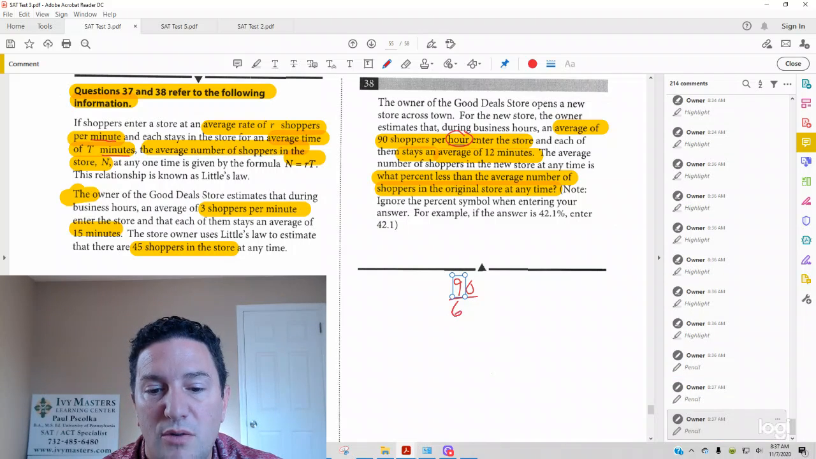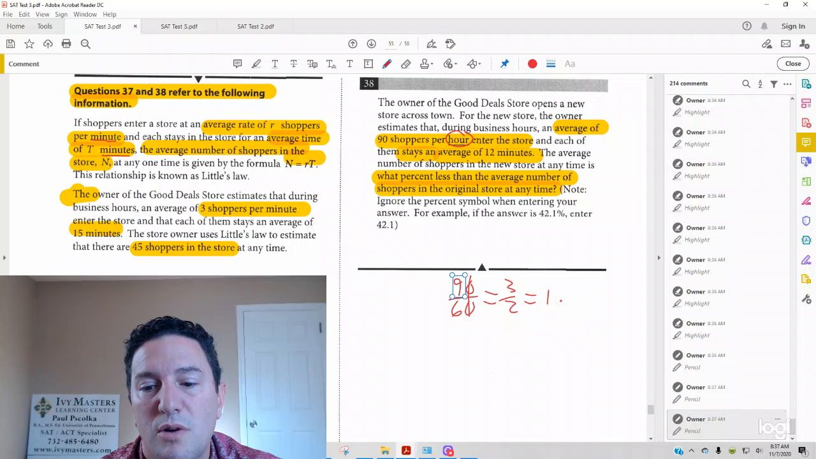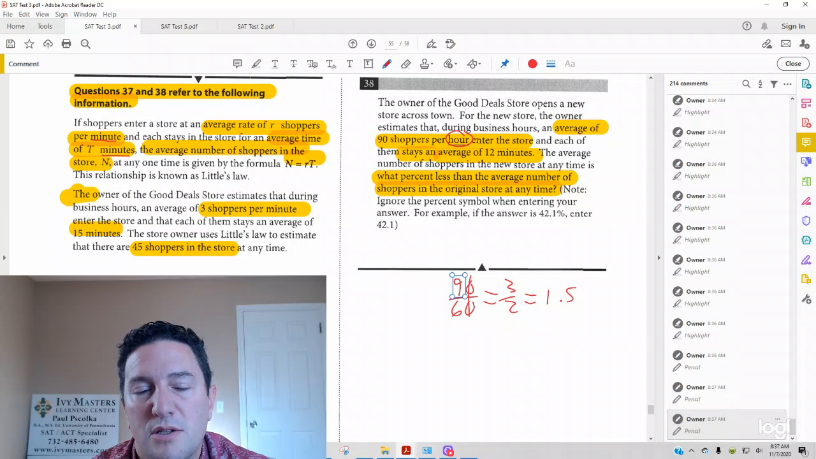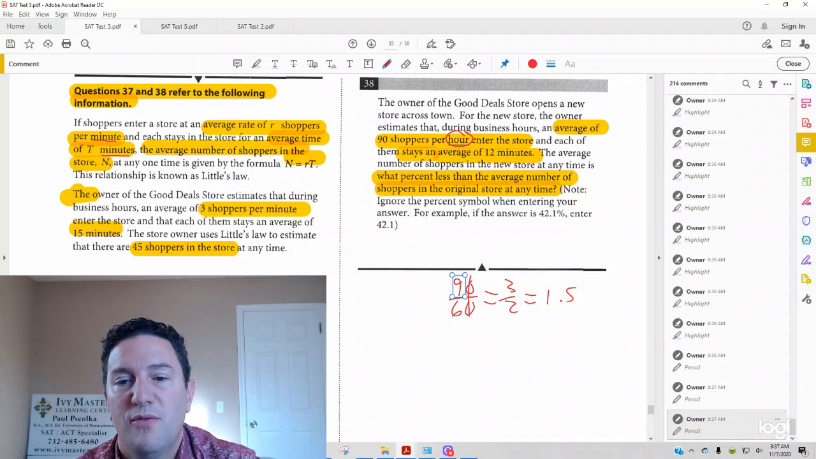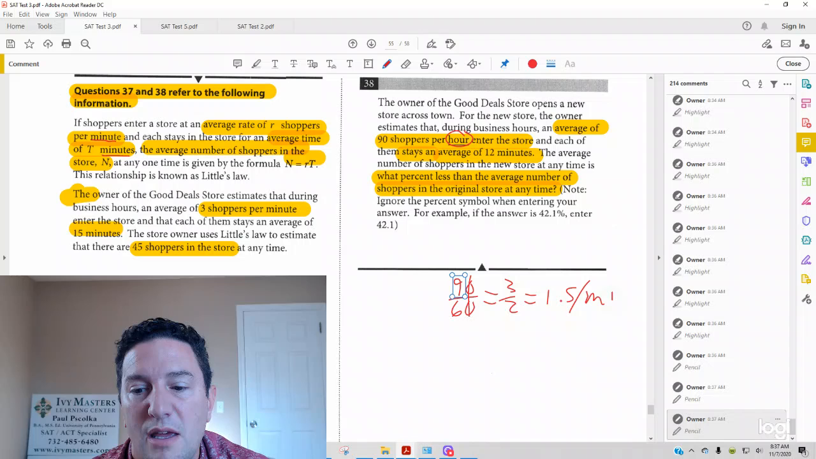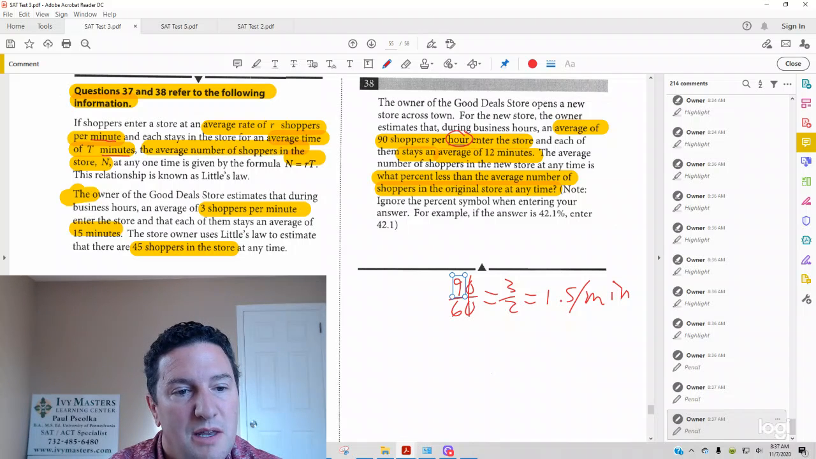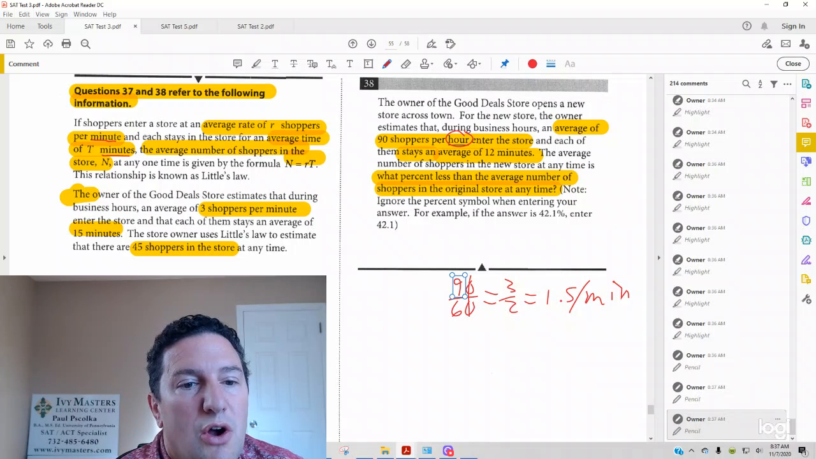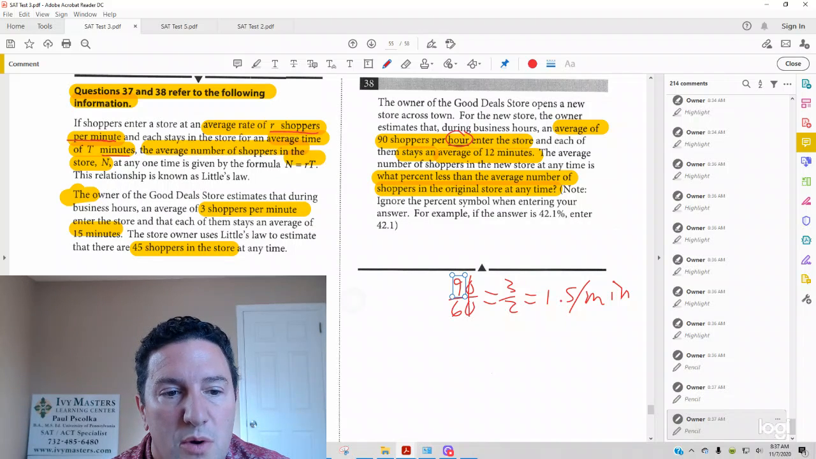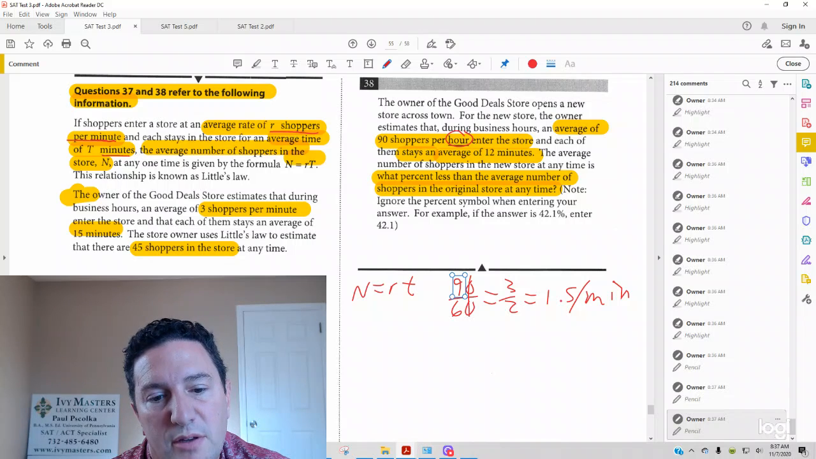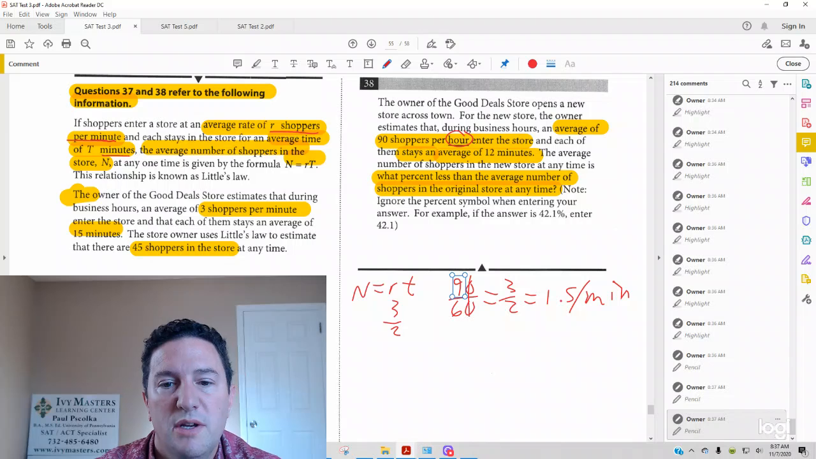So it's going to be 90 over 60. And notice you could just cancel those, and this would reduce to 3 over 2. If you like decimals, it's 1.5, or it's 1 and a half as a mixed number. So now we've got 1.5 per minute. And what does that represent? R, shoppers per minute. So that's going to be our R. So in our equation, N equals RT, I'm going to put, let's make it 3 over 2, we'll put 3 over 2 over here.